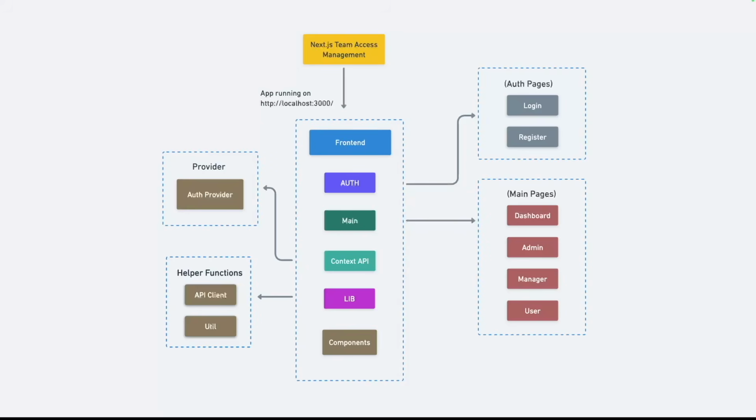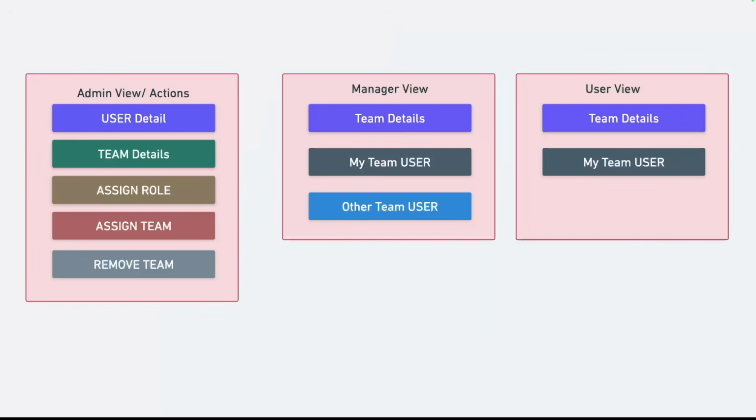Then for the context API, we are going to have the auth provider, which is going to manage the authentication part of our application centrally. Then for the lib folder, we are going to have two helper functions. One will be the API client, which is going to connect with the backend APIs and give us the response back. And then we are going to have the util folder, which is going to contain some utility functions. Now here are the different views that we are going to have.